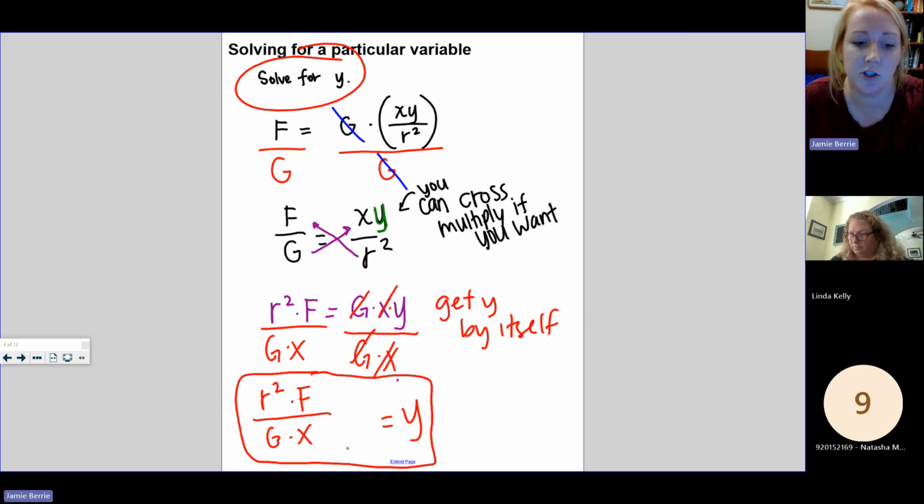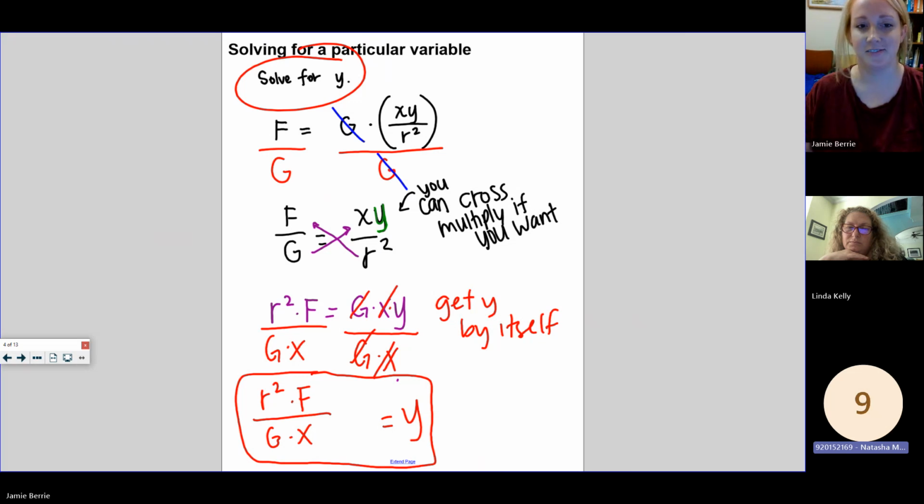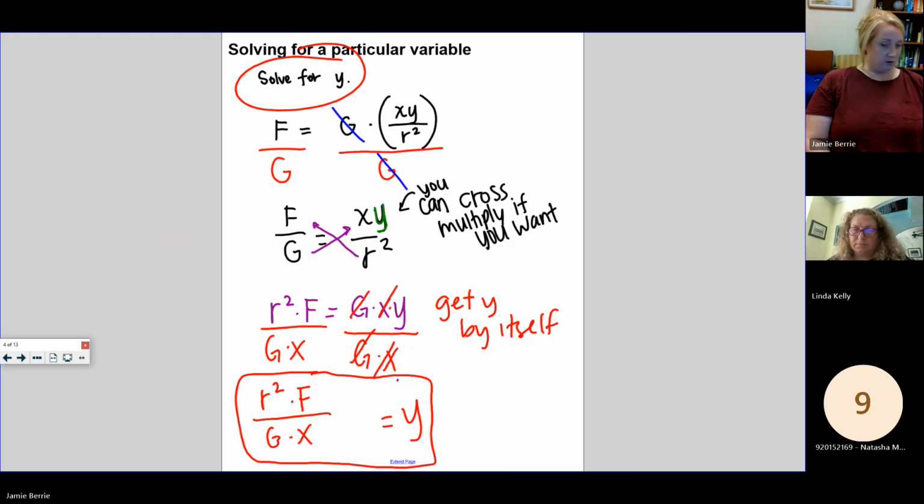Now, does that look something like what you had? Yes, it does. Okay. Good. But I put f r squared instead of r squared f. Oh, that's fine. As long as it's multiplication, that'd be like 2 times 3 is the same as 3 times 2. Okay. So that's fine. Well, good. That makes me feel better. I think the cross multiplication actually was a little bit easier in this case. Yeah. That works for me.